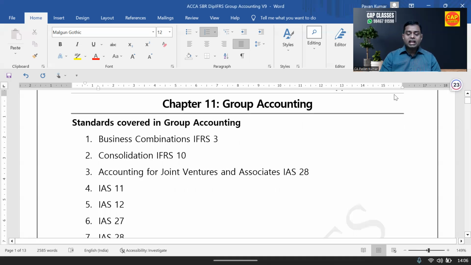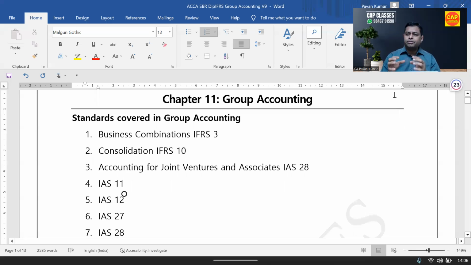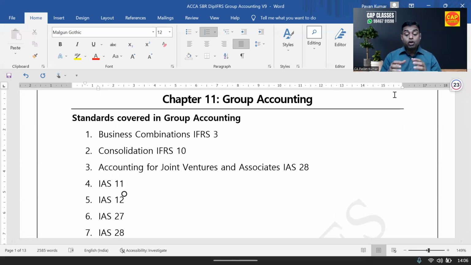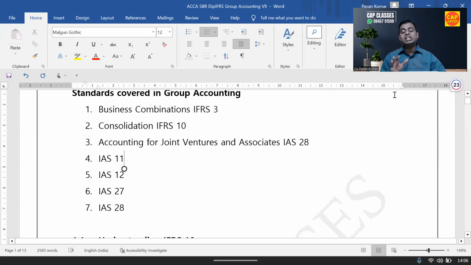So today, let us see the basics, an introduction to what a group is. Why do we need consolidated financial statements? What is a business combination? In a group, what types of entities are there? And the meanings of important definitions like control, power, decision making, all these things we'll discuss in the introduction class. Shall we start?